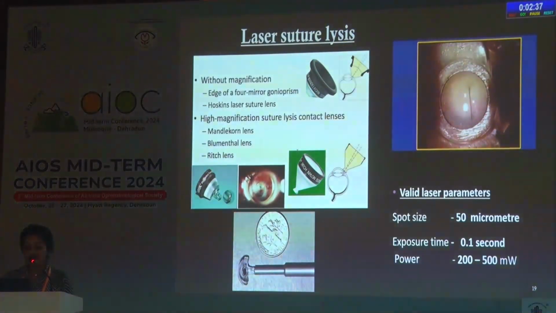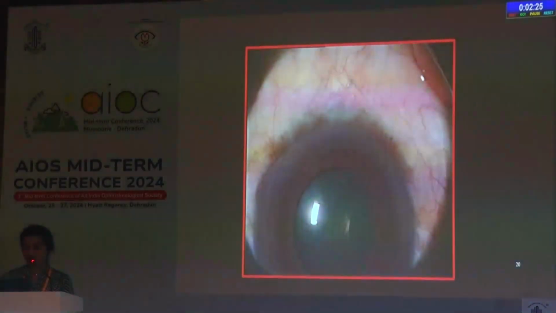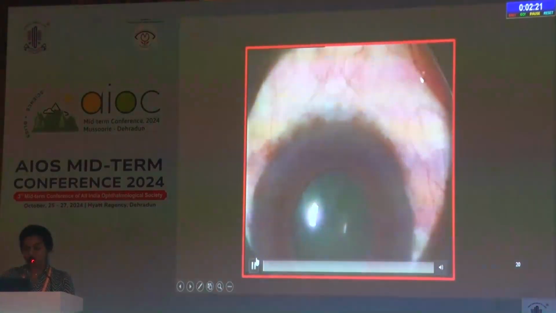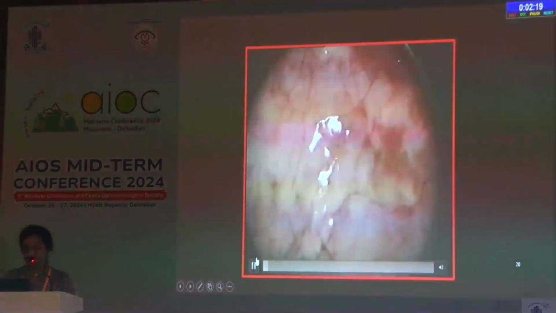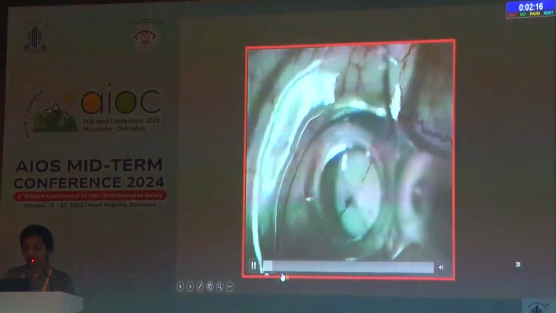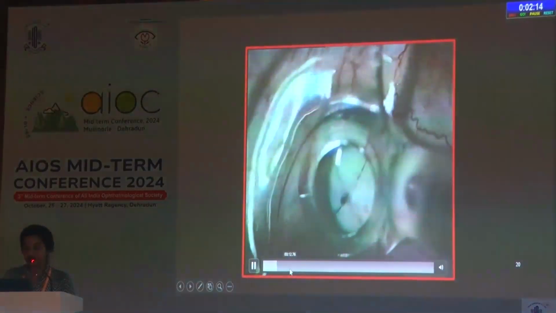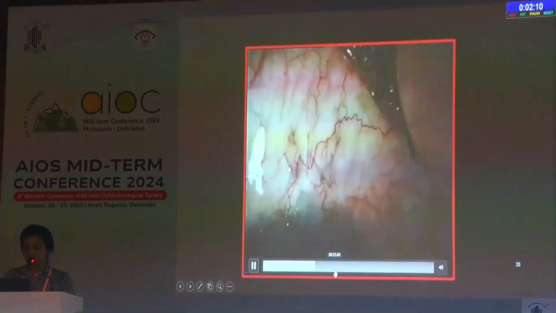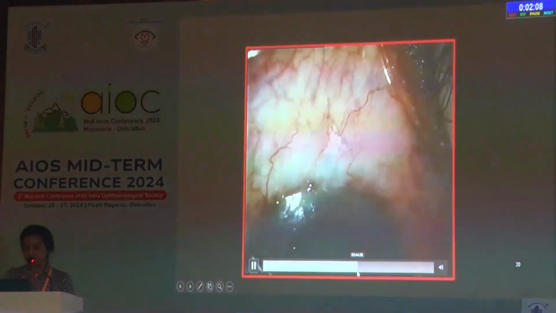There are various lenses available for LSL. Hoskins is the most commonly used. The various parameters are 50 micron spot size, 0.1 second exposure time, and 200 to 500 milliwatt power. So this is a video showing LSL. Ask the patient to look down inferiorly, assess the bleb area, then place the Hoskins lens, and LSL is done. And then just lateral to the bleb, digital local massage is done if needed.